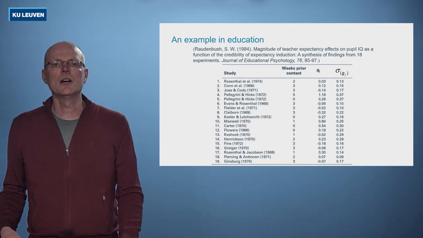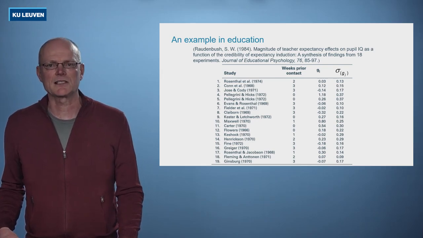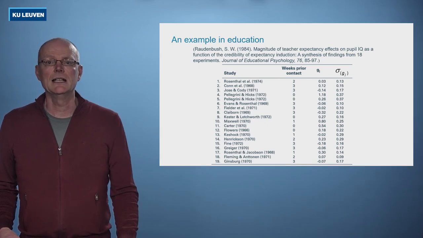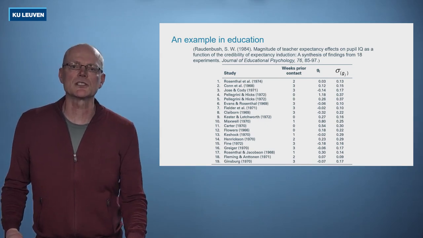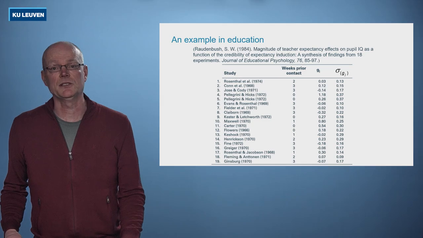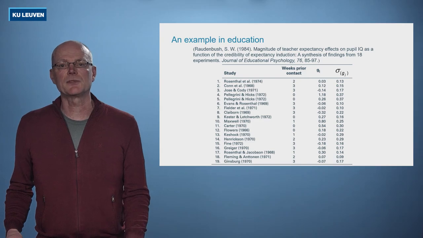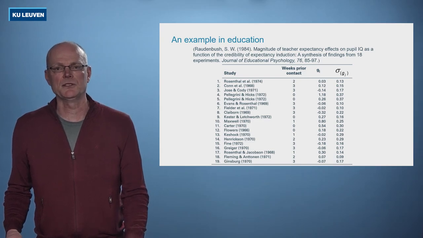He did a study on teacher expectancy effects. In several experiments, 19 experiments in total, teachers were told that part of the students of their class were weak students. Another part of the students were called strong students, without there being a real difference between these two groups of students.